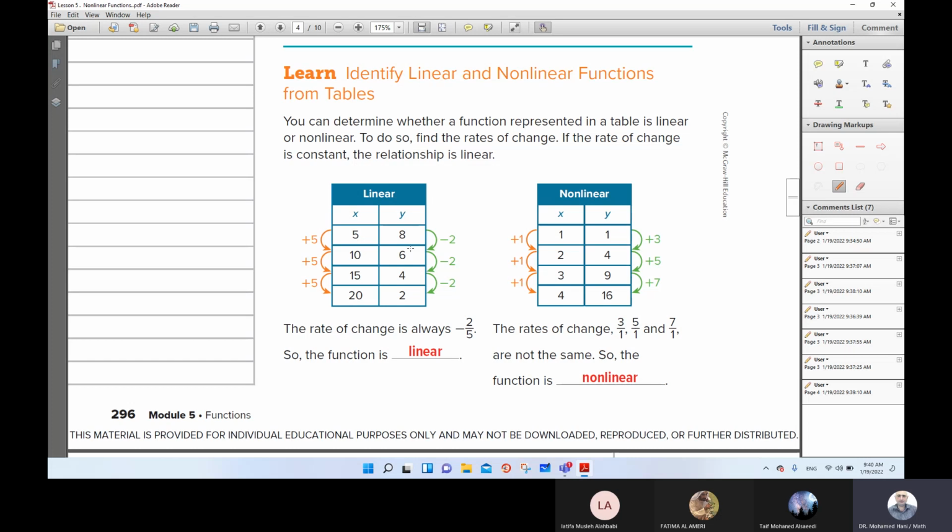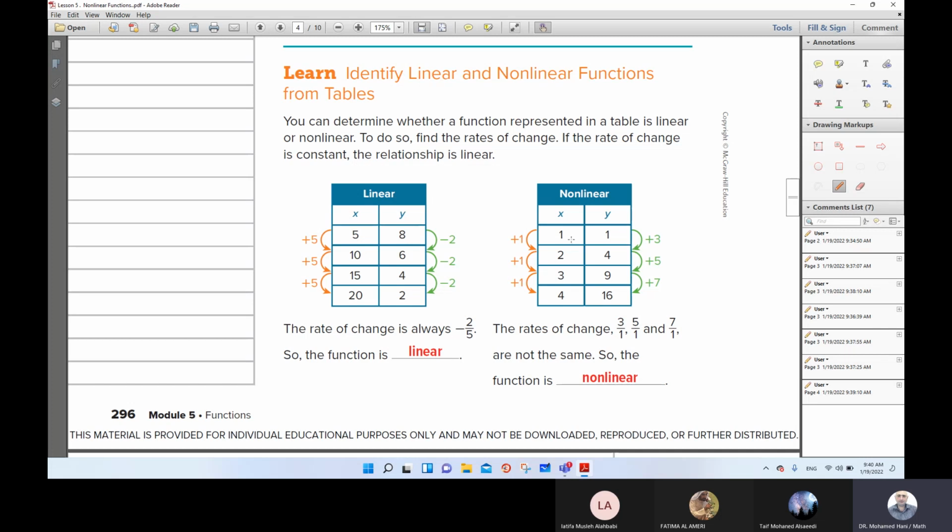rate. So as you remember, the rate of change is the change in y over the change in x. We have here negative 2 over 5, negative 2 over 5. So the rate of change is always negative 2 over 5. No change in this rate means the function will be what? Will be linear. The function will be linear.